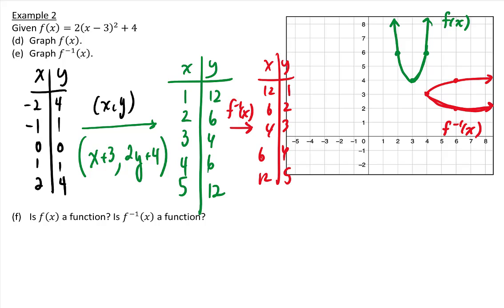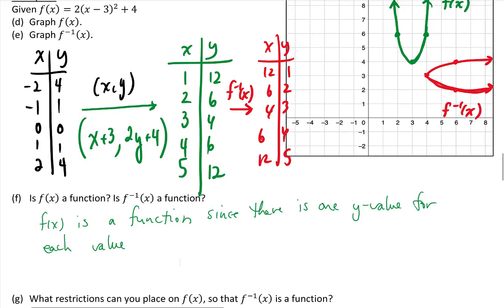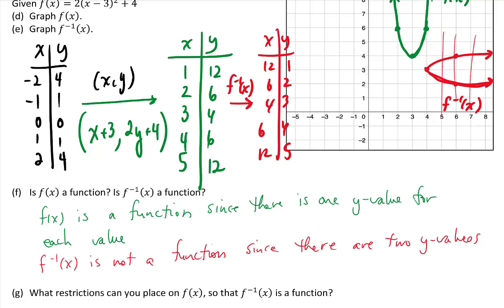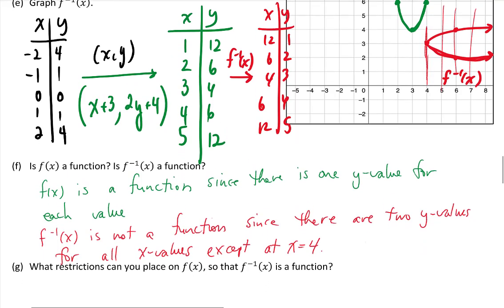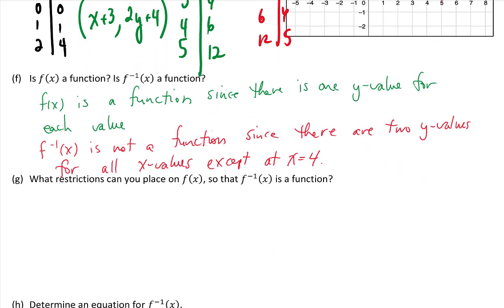So is f of x a function? Is f inverse a function? Again, we see that f inverse is not a function. It fails the vertical line test at multiple points, except at x equals 4. At x equals 4, it has only one output. So here's a question you can think about. What restrictions can you place on f of x so that f inverse is a function?